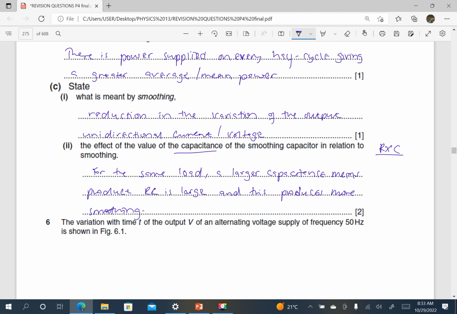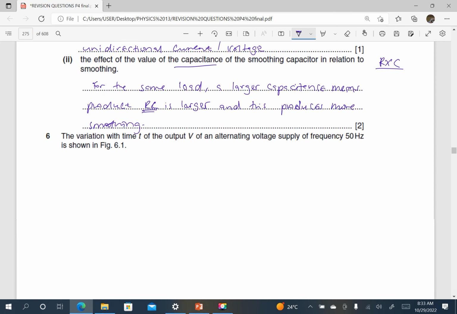So if the load is the same and we increase the capacitance, for a larger capacitance, the product RC, which we call the time constant, is going to be larger, and this produces more smoothing or better smoothing.